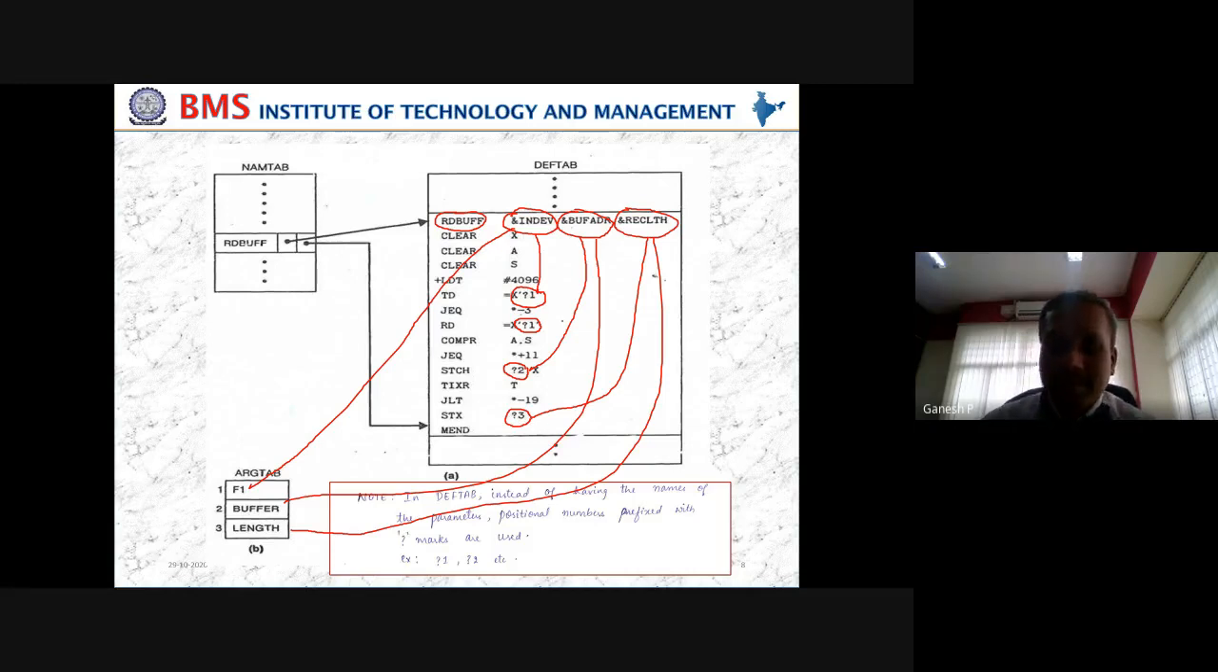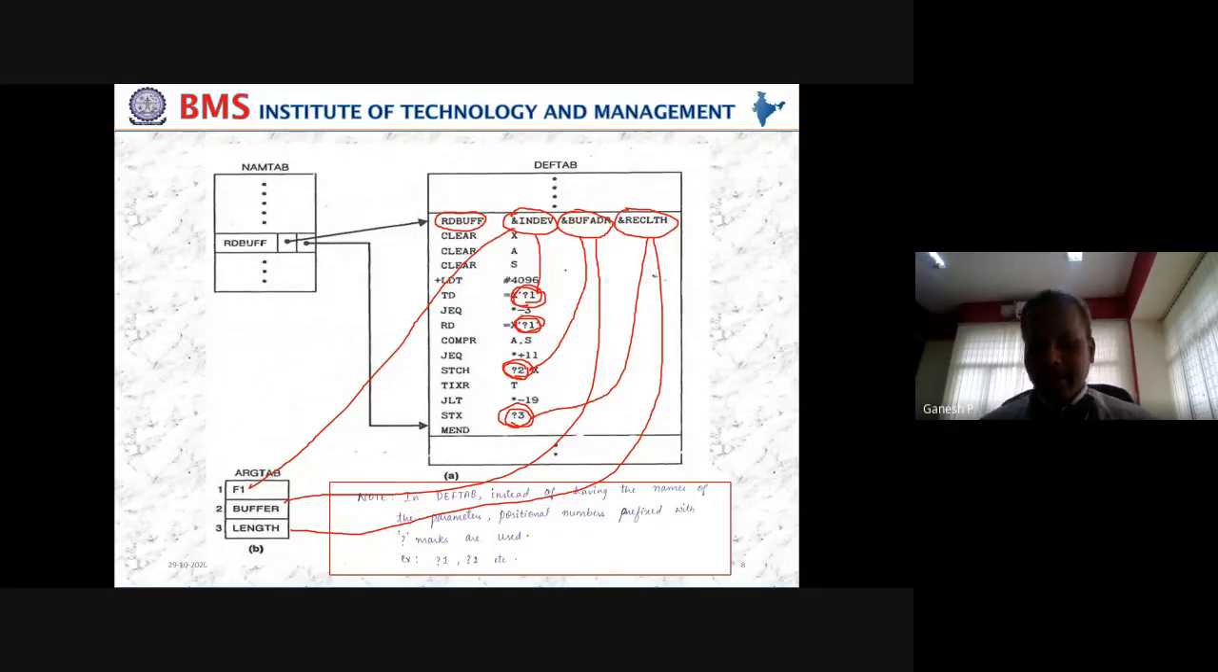And that numbering system internally is going to be question mark 1. So question mark 1 means it is the first formal parameter. Question mark 1 again, first formal parameter. Question mark 2, second formal parameter. Question mark 3, third formal parameter. This is only for convenience. In the definition table, the names of the parameters have been replaced by the question mark.